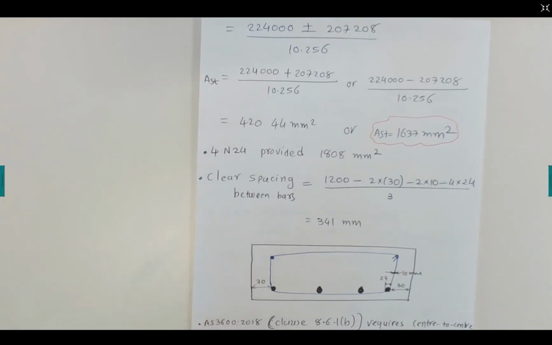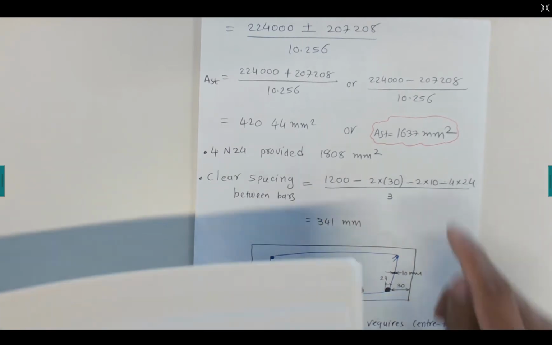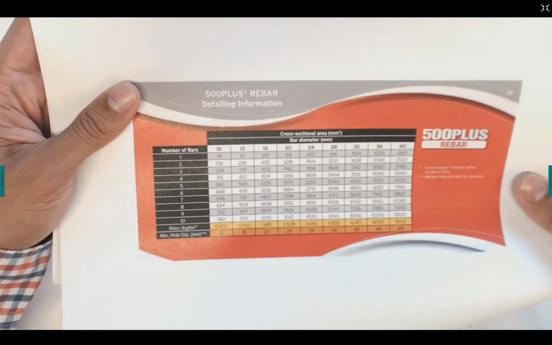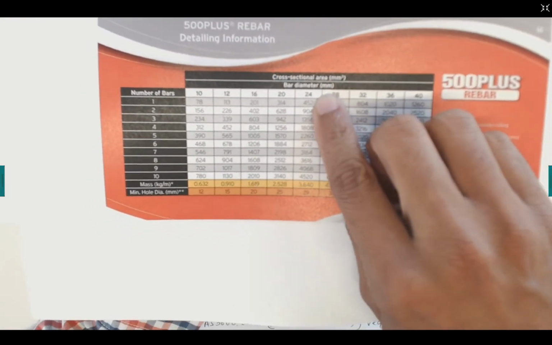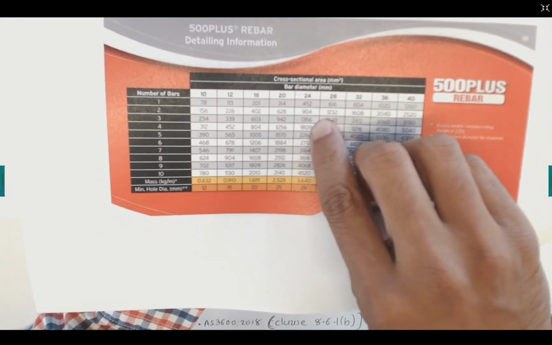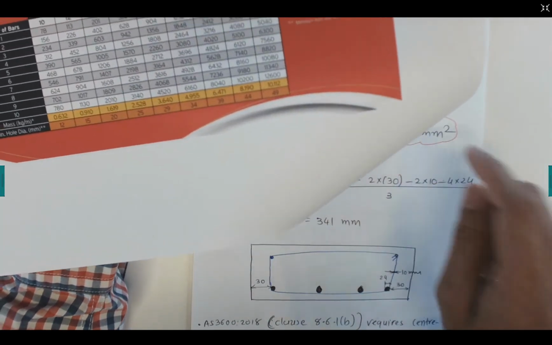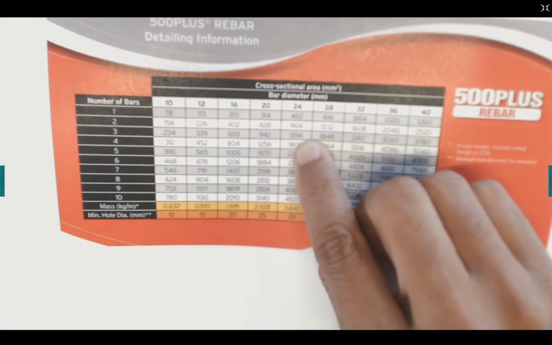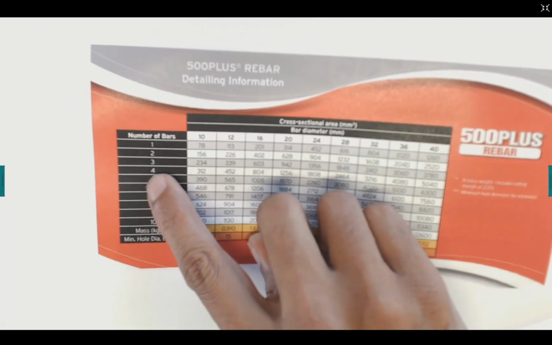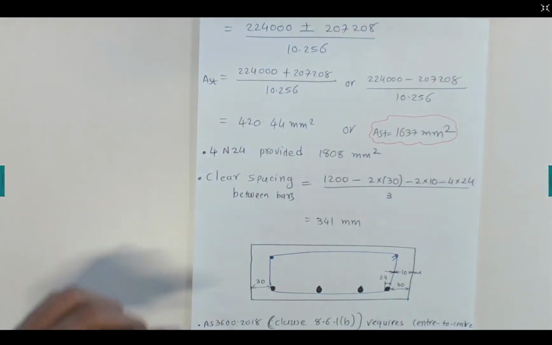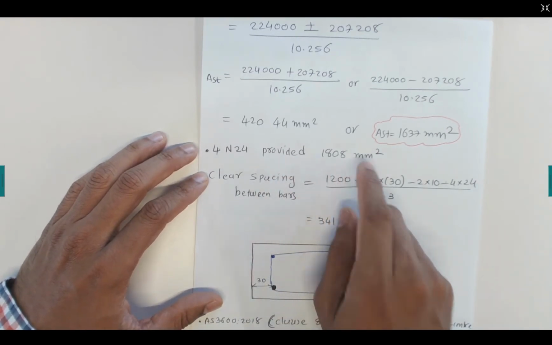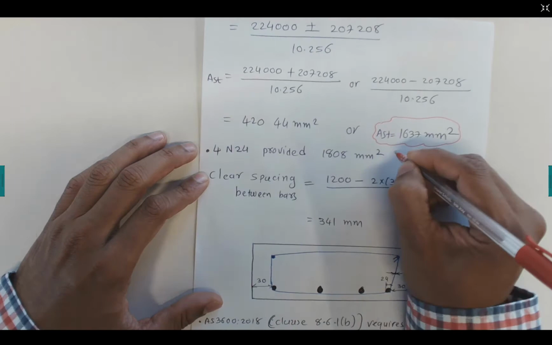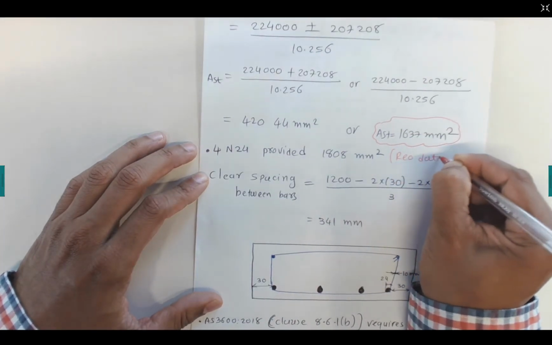In that case, we just need to use these Rio data tables. In the Rio data tables, we have 1637 Ast. We should use 24 bars, and we need to get the number of bars which should have an area greater than 1637. So we have 1808, that is here. It has a number of bars of 4. So we use the 4 bars provided, and it has an area of 1800 millimeter square, taken from the Rio data table.